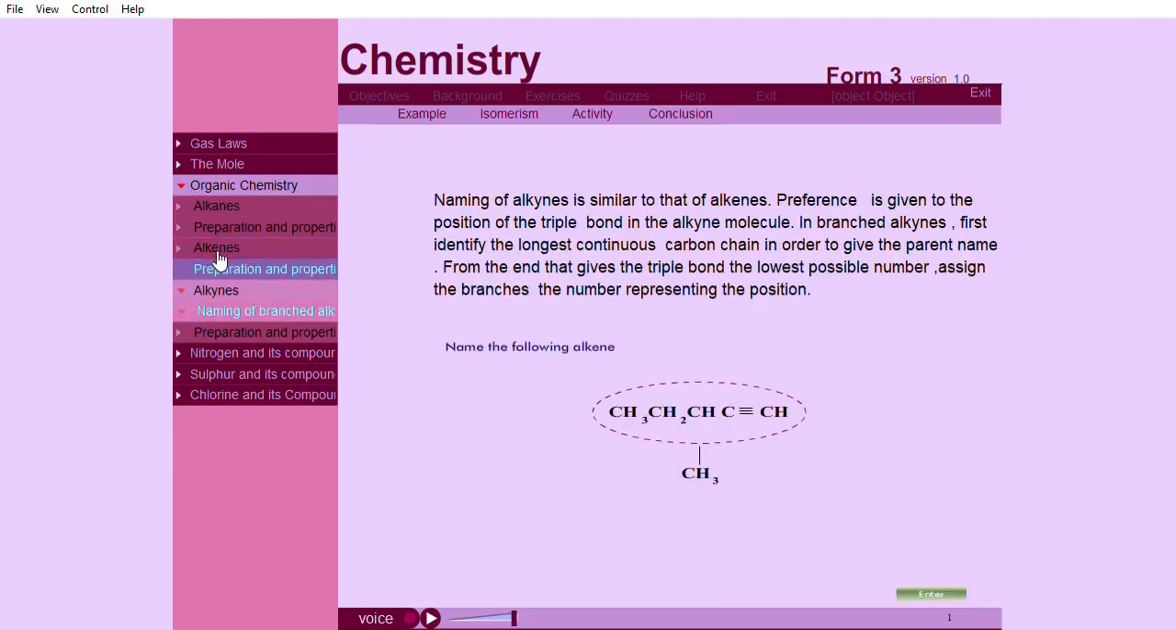Naming of alkynes is similar to that of alkenes. Preference is given to the position of the triple bond in the alkyne molecule. In branched alkynes, first identify the longest continuous carbon chain in order to give the parent name. From the end that gives the triple bond the lowest possible number, assign numbers to the branches, the number representing the position.